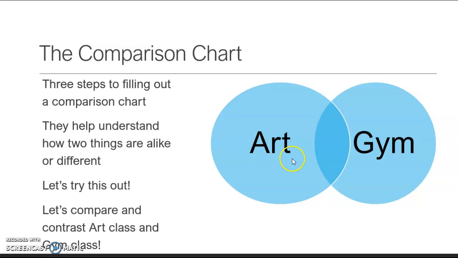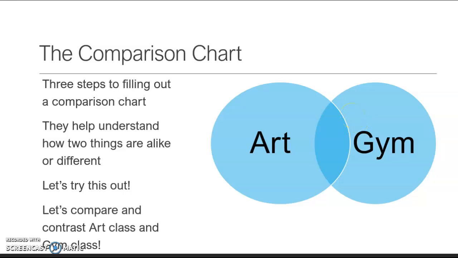These comparison charts help you understand how two things are alike and are different. Where does the alike stuff go? In the middle. Where do the different things go? On the outside. So let's try this out. Let's compare and contrast art and gym class. Discussion, discussion, discussion. You're putting your things down for what art class is and for what gym class is. And in the middle, you have the similarities.